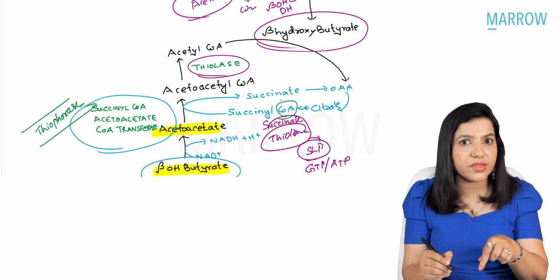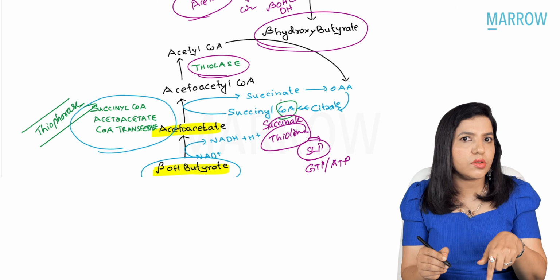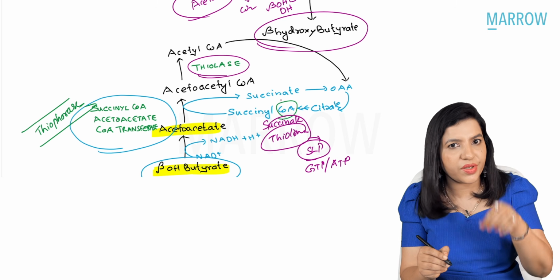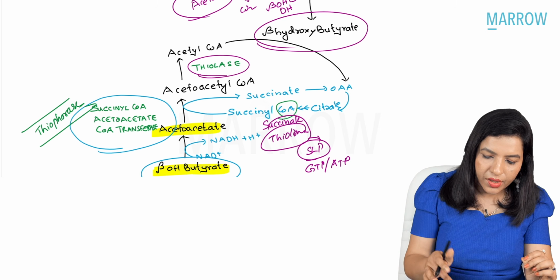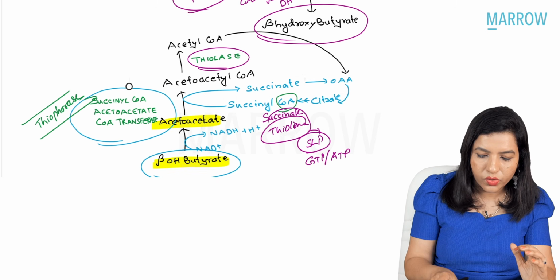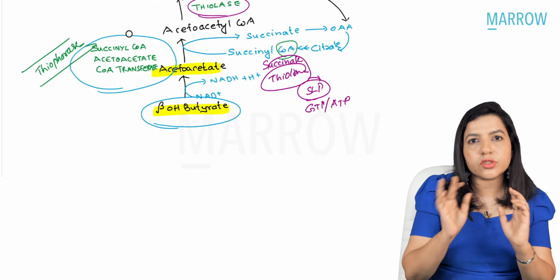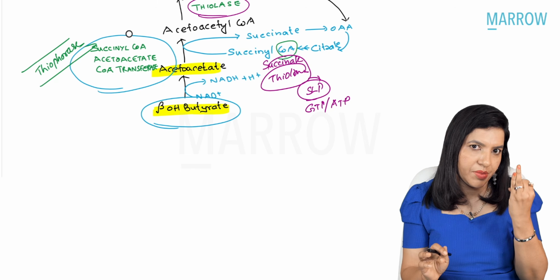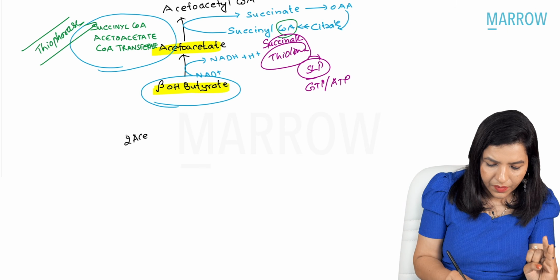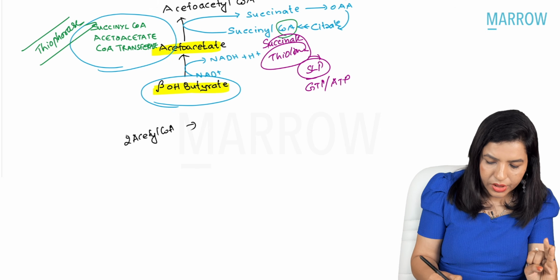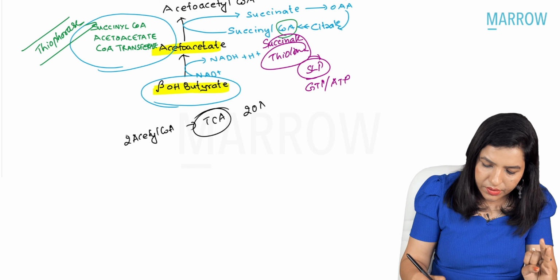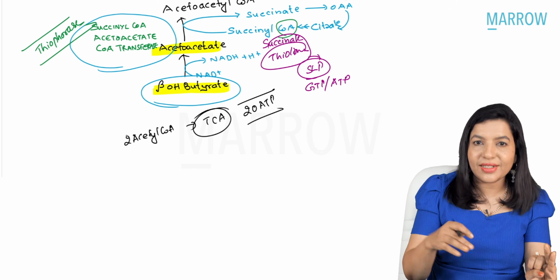So that's what I said. Thiolase comes in fatty acid oxidation as well as in ketone body synthesis and ketone body utilization. But remember, this thiolase is present in the liver. Now this acetyl coenzyme A is again getting into the TCA cycle. So from acetoacetate we will get 2 acetyl coenzyme A. If 2 acetyl coenzyme A enter into the TCA cycle, how many ATPs should we get? 20 ATPs, right? 10 into 2, 20 ATPs.